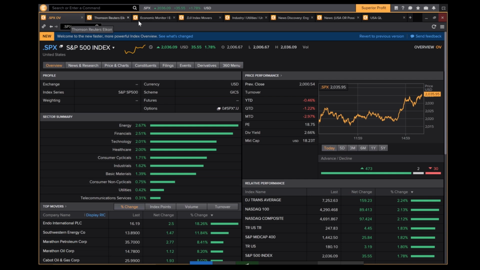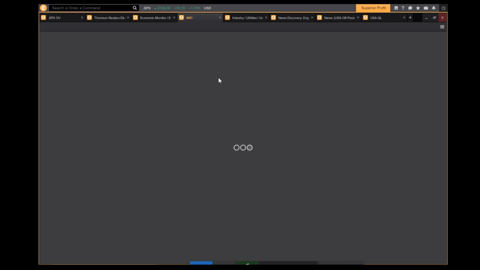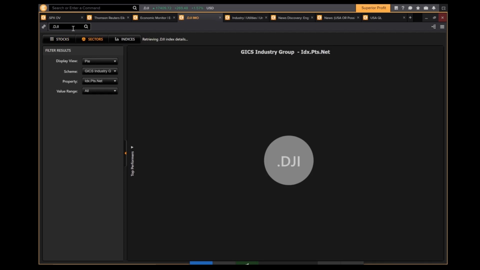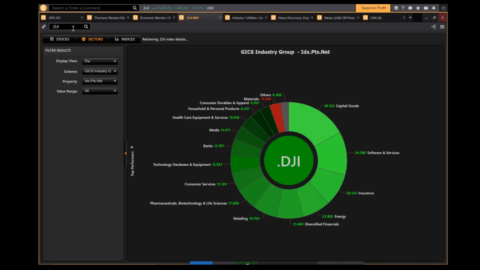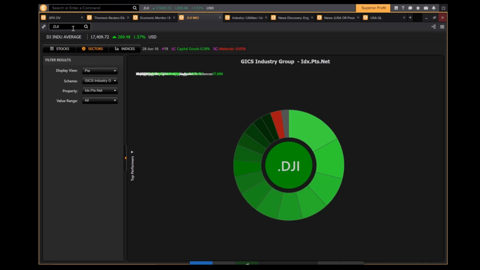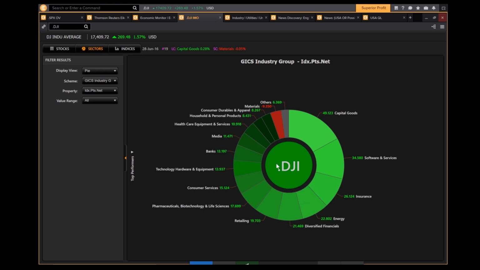And if we want to look into more detail, let's go into a particular index. So now I am looking into index movers and it is looking at Dow Jones Industrial Average. So if we open this in the beginning of the market, we will see how Dow Jones Industrial Average components are performing sector-wise. And this is of course as of end of market, and we can see capital goods did best within DJI and the worst performance was materials.